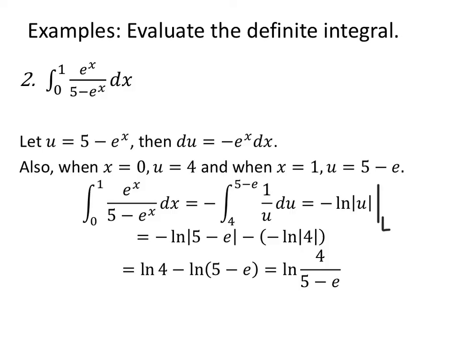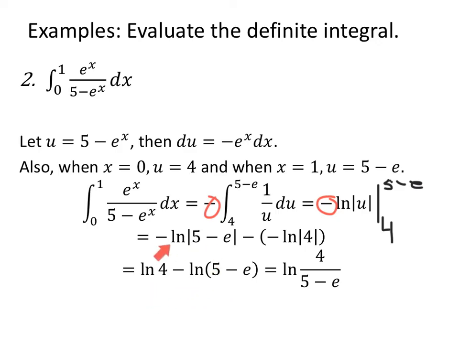We know the integral of 1 over u. That's the natural log of the absolute value of u. And we have our negative sign here. Don't forget to carry it along. Don't forget the absolute values. Actually, in this case, they're both positive, so it doesn't really matter, but I'll evaluate a negative natural log of the absolute value of 5 minus e, minus a negative natural log of 4.